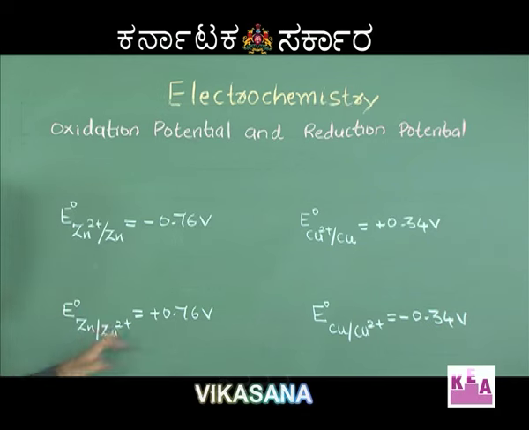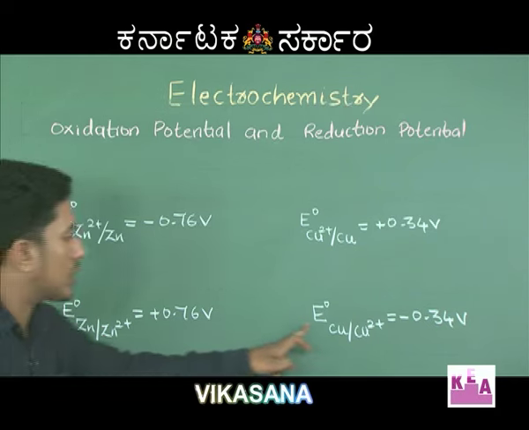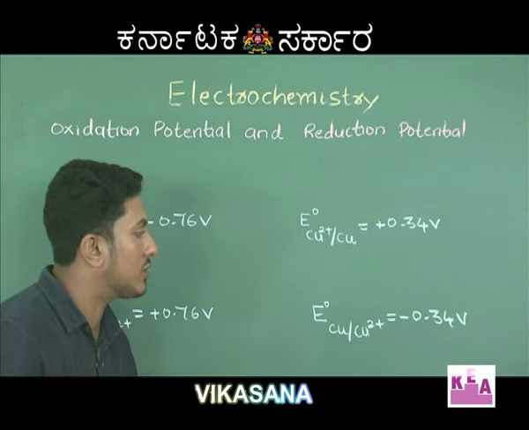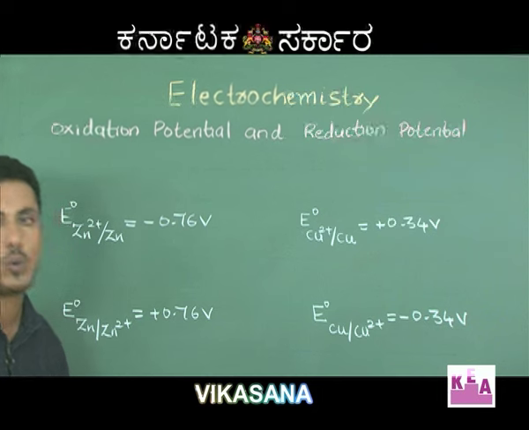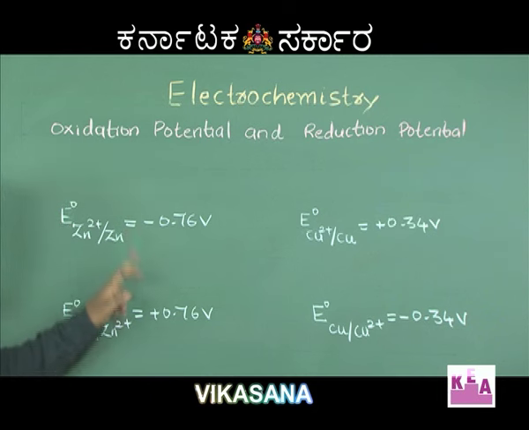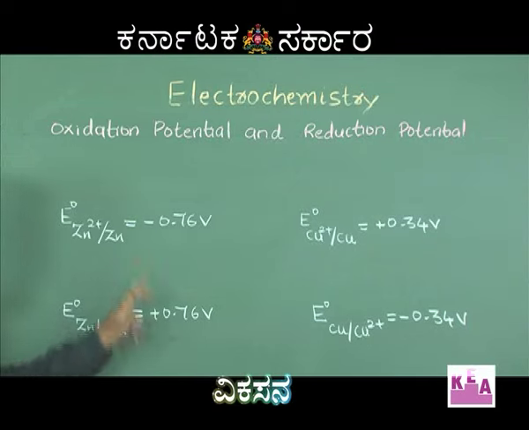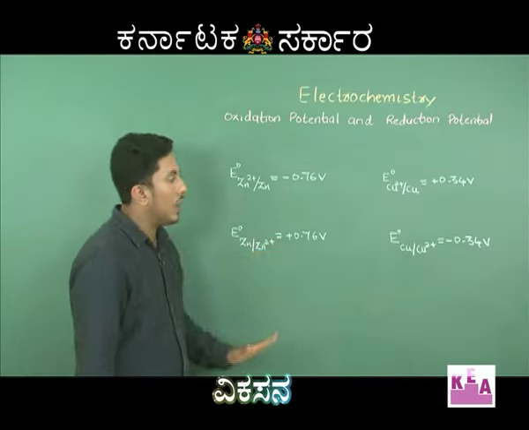Oxidation potential of zinc is plus 0.76. Oxidation potential of copper is minus 0.34. Higher oxidation potential value indicates zinc's tendency to undergo oxidation is more as compared to copper. Oxidation potentials and reduction potentials have the same magnitude, but they have different signs.